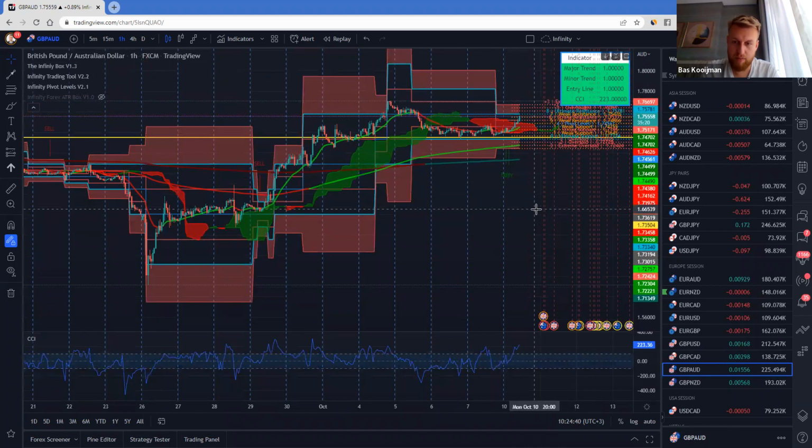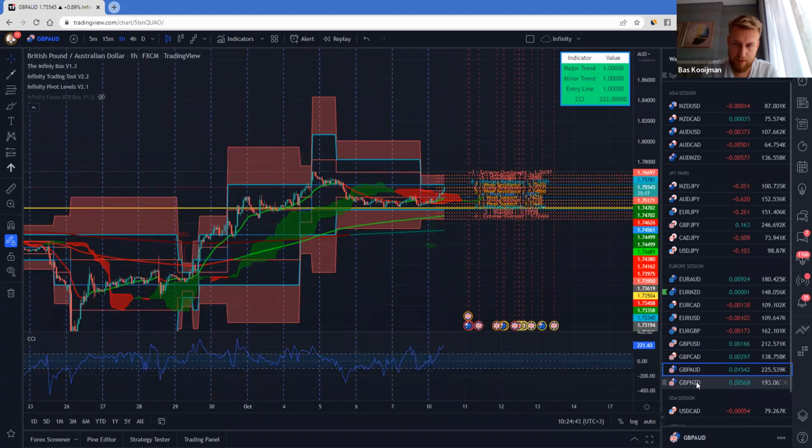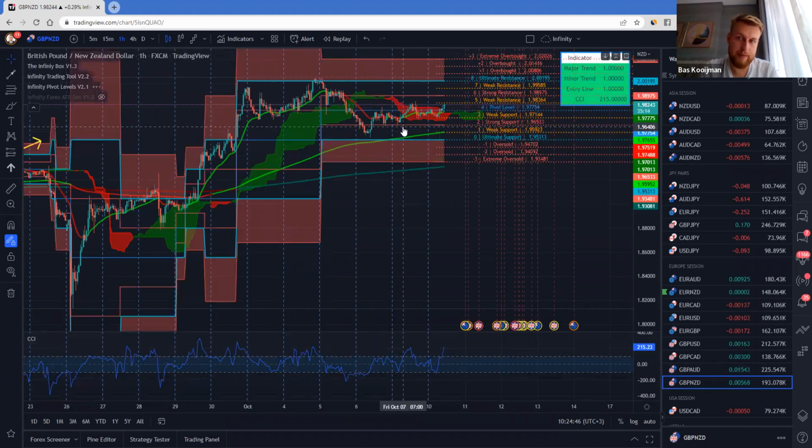Here we have GBP AUD. That's a different story. It started to move up, and GBP NZD probably as well. Yes, they did. It's just because the NZD and the AUD have been falling that much. So in this case, you can see GBP USD and GBP CAD moving down, and GBP AUD and GBP NZD moving up. So it's basically GBP against Asia is going up, and GBP against the Americas is going down.